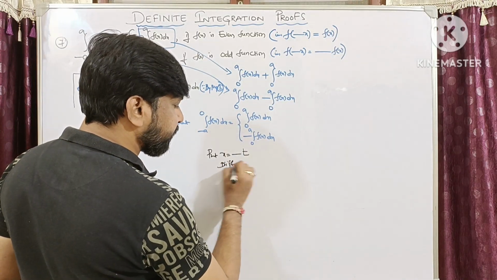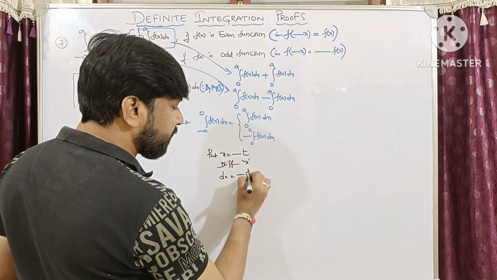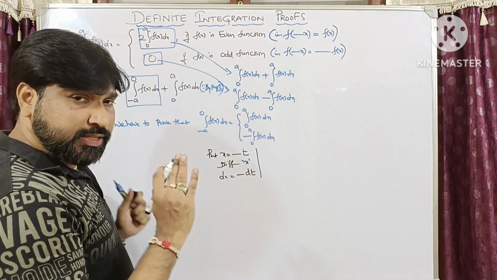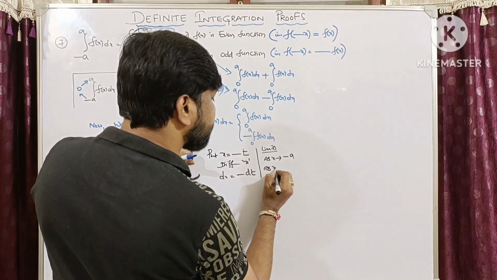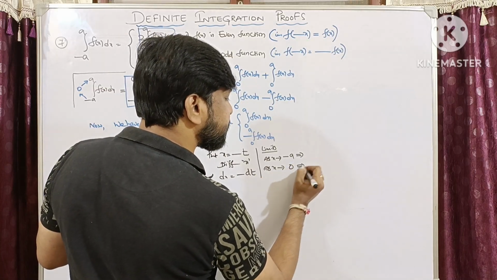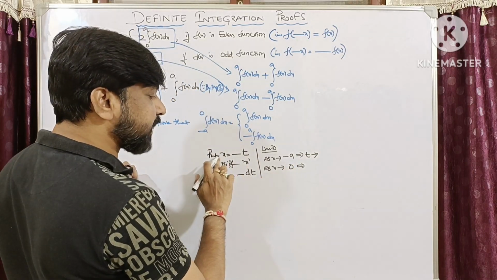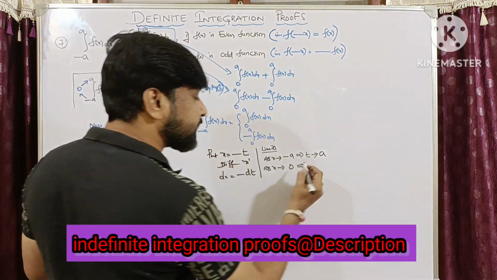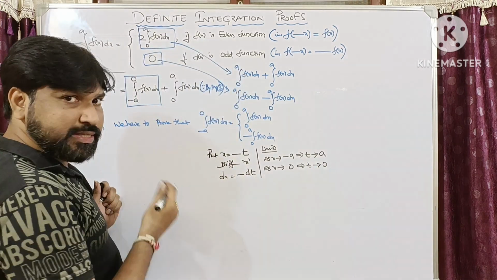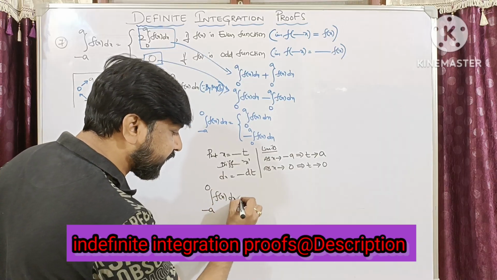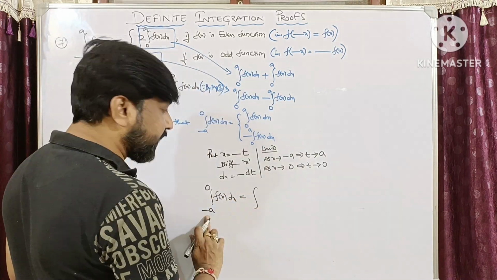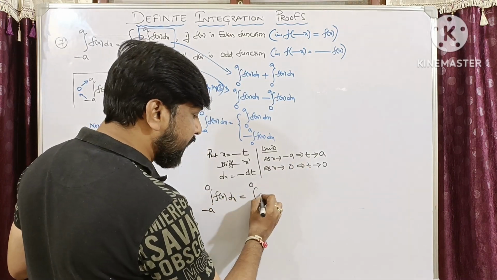Differentiate with respect to x, dx is equal to minus dt. I told you very clearly, whenever you take a substitution, you must change the limits. As x tends to the lower limit minus a, and as x tends to the upper limit 0, it changes like this: if you take x as minus a, the minus gets cancelled, t tends to a. If you take x as 0, t tends to 0. So can we see now how the question will change? Integral minus a to 0 f of x dx can be written as integral, minus a becomes plus a, 0 becomes 0 only, f of x.